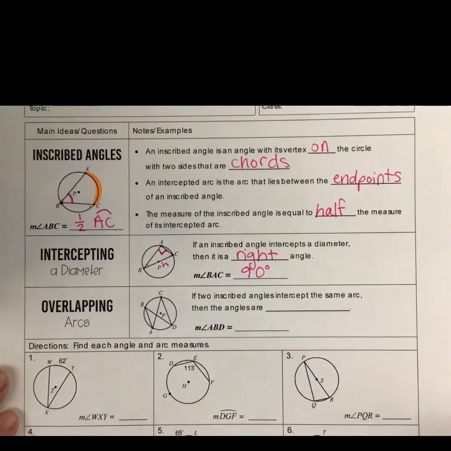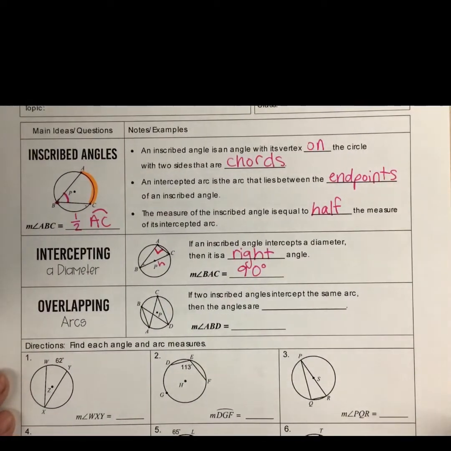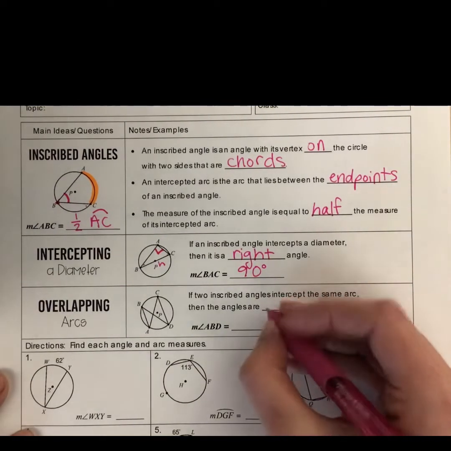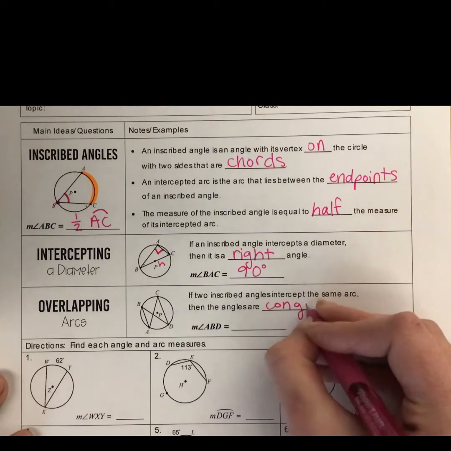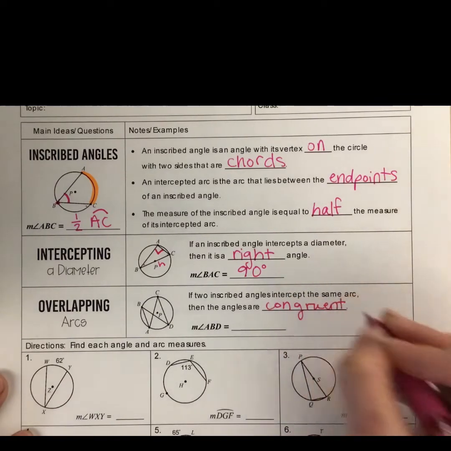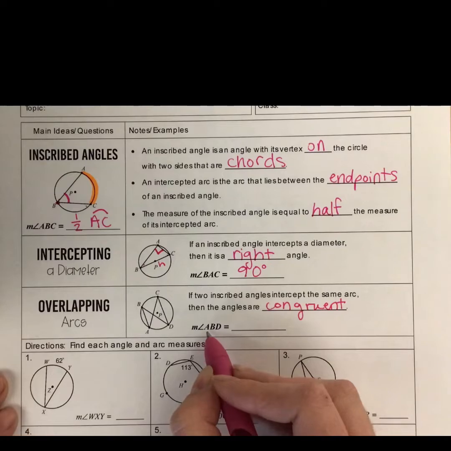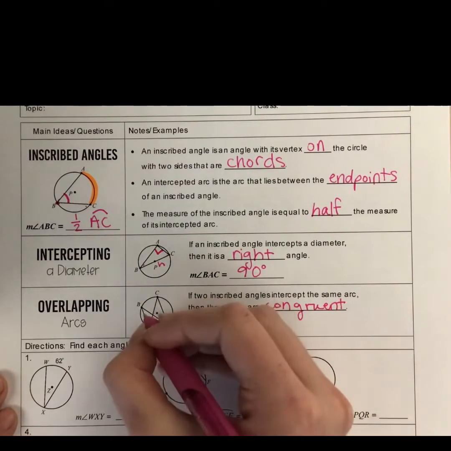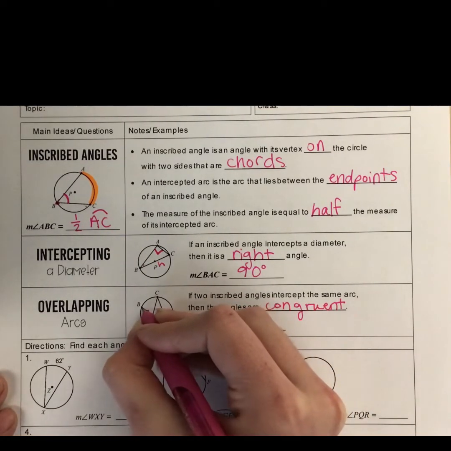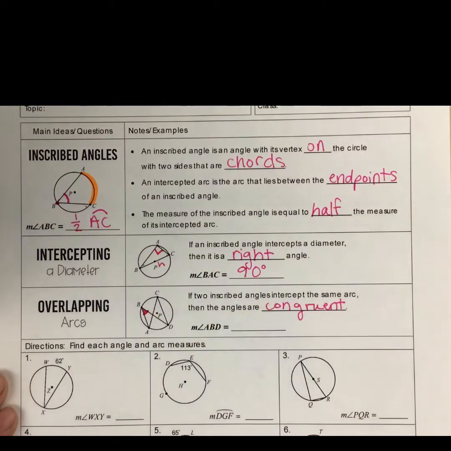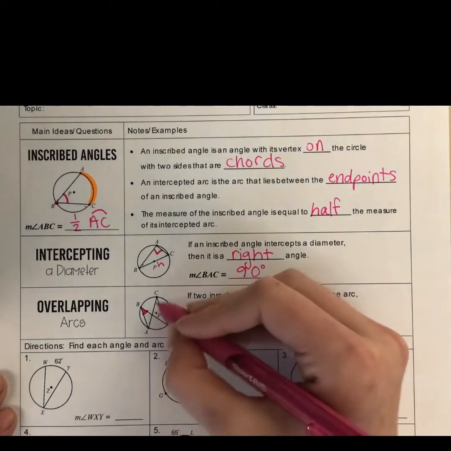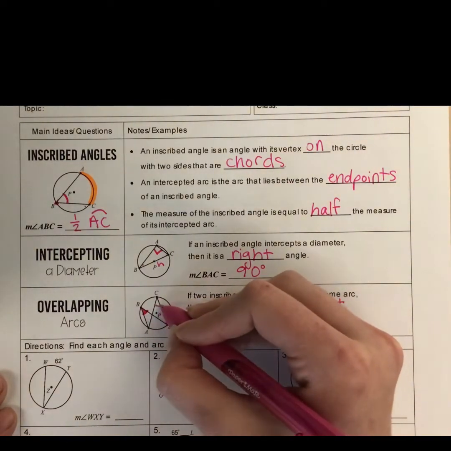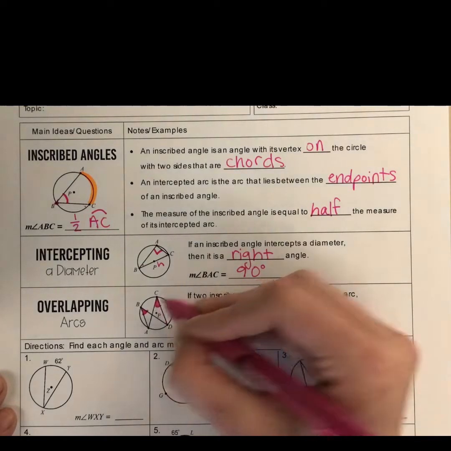One last thing to talk about, if we have two inscribed angles that intercept the same arc, then the angles are congruent. So if I look at angle ABD, we're talking about this one right here, angle B, that's the same as angle ACD. These would be equal angles.